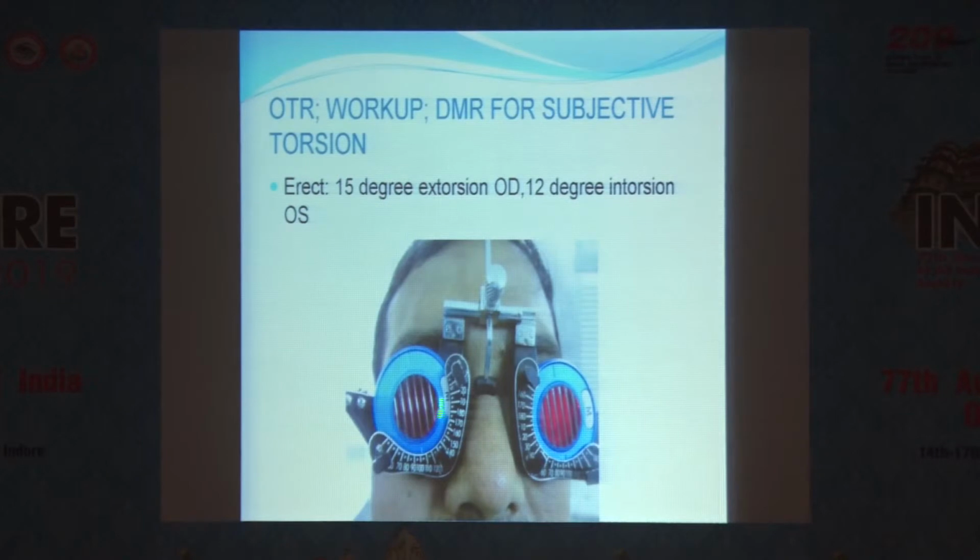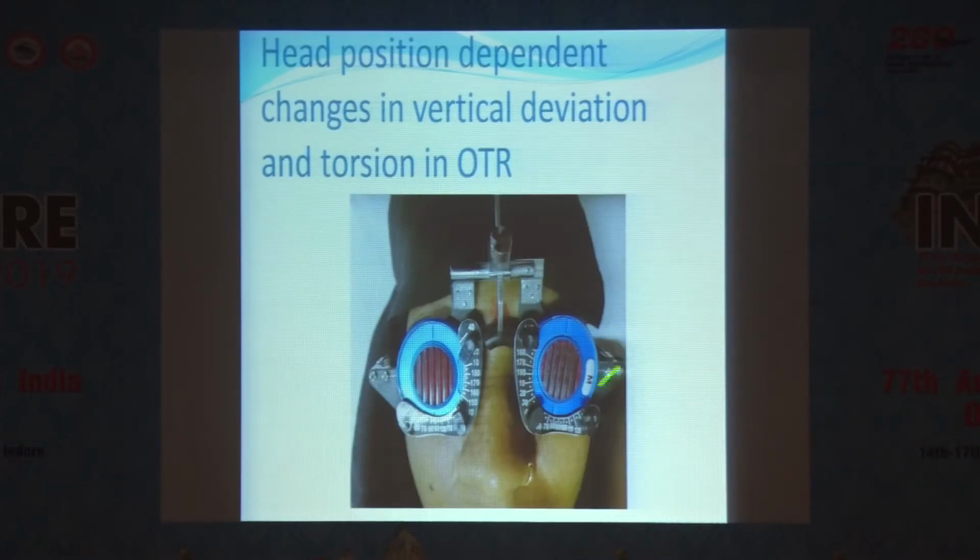Now, what is important to do is a DMR, double Maddox rod, and look at the subjective torsion. You will find extorsion in one eye and intorsion in the other eye, because most of these conditions are acquired. So this is very important to look at. And you also make them lie down and look at this, because in ocular tilt reaction, the subjective torsion and vertical deviation are supposed to disappear, whereas in the case of superior oblique palsy, there is no change. So if you find that there is disappearance or reduction in the vertical deviation and ocular torsion in the supine position, this points towards an ocular tilt reaction very strongly.